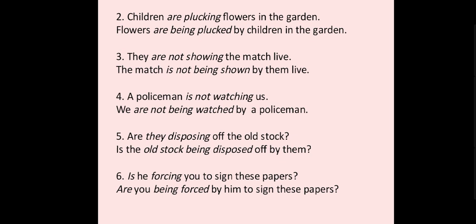Fourth sentence: A policeman is not watching us. Personal pronoun us is in the object place. So when it comes into the subject place, us will change into we. According to it, are not being watched, V3 of watch. We will use by a policeman. So our answer is like this: We are not being watched by a policeman. Fifth, an interrogative sentence.